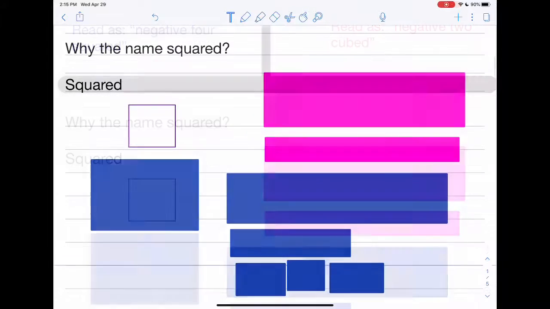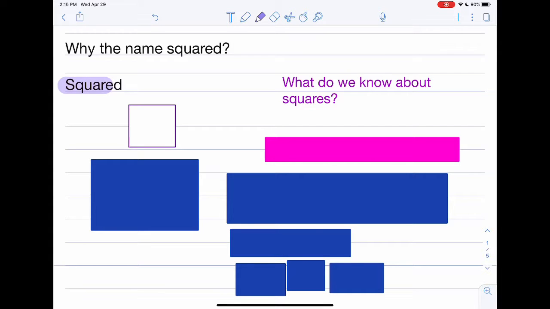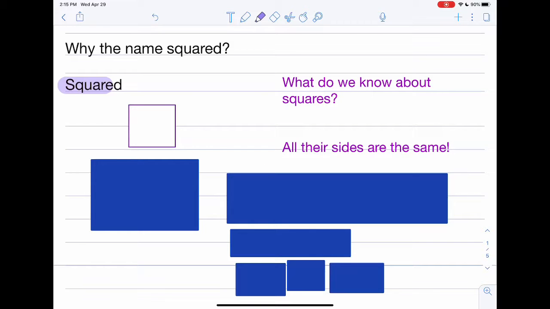Okay, so why the name squared? Well, let's look at that word squared. What word do you see in the word squared? I see the word square. So what do we know about squares? Well, they all have the same sides. So all their sides are the same.